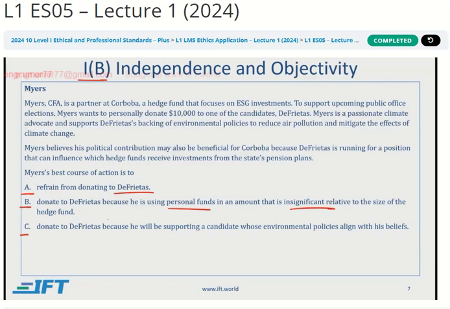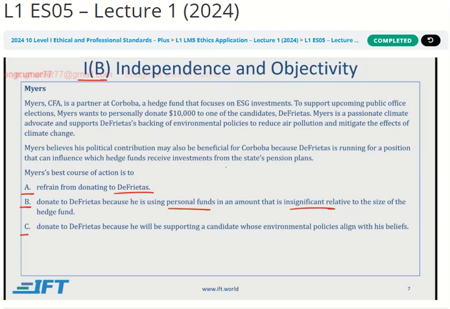So again, I want you to think about this. And this question is actually a little bit tricky because on the surface, it might seem that A, he is using his personal funds, so that's okay, and B, his views align with the views of this political person, and therefore it should be okay to donate. However, if you carefully read this standard, Standard 1B, independence and objectivity, this standard clearly says that doing anything that influences the independence and objectivity of someone else is problematic.